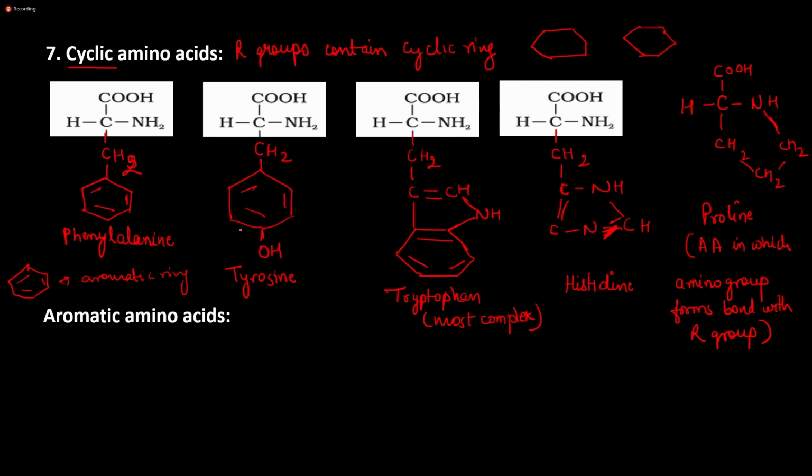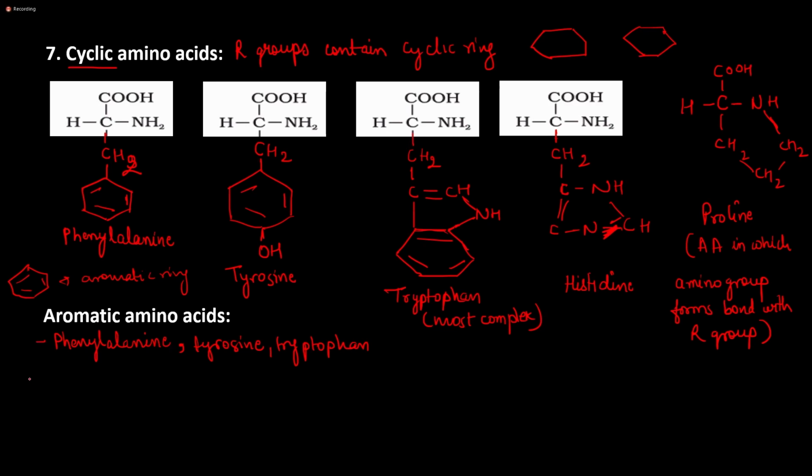We can see through the structure, right? Phenylalanine has this benzene ring, so the first is phenylalanine. Which is the second amino acid that contains a benzene or aromatic ring? Tyrosine, right? So tyrosine is an aromatic amino acid. And the third, if you see tryptophan, tryptophan also consists of an aromatic ring. This ring is an aromatic ring. So the third is tryptophan. So these are the aromatic amino acids.